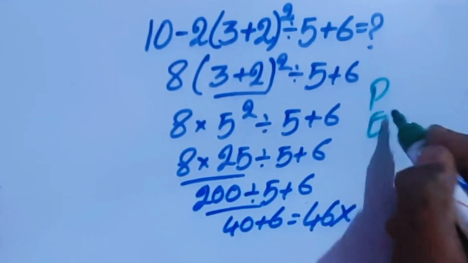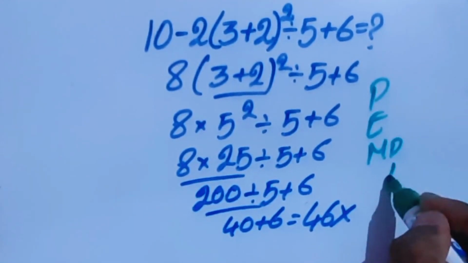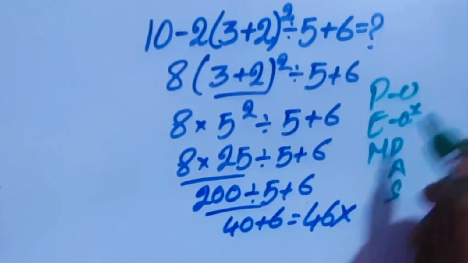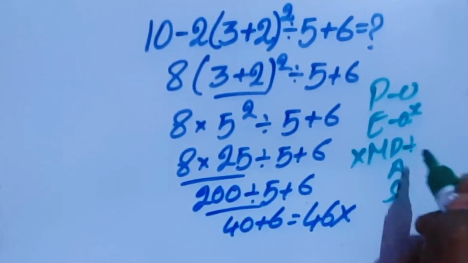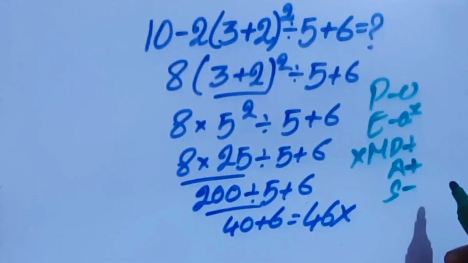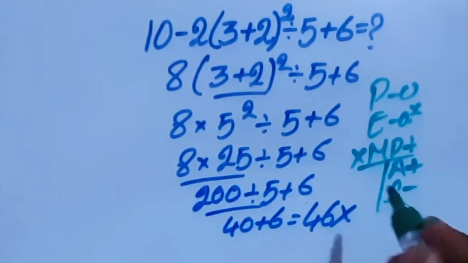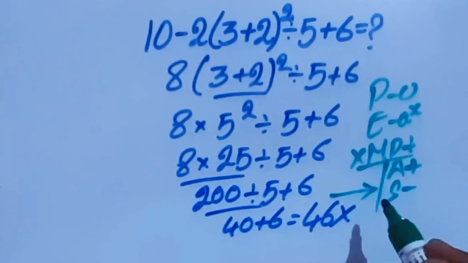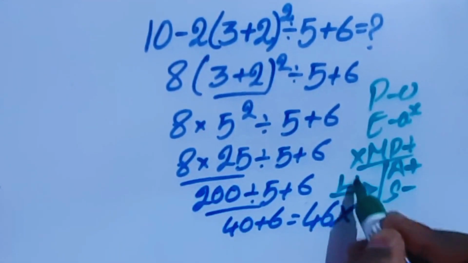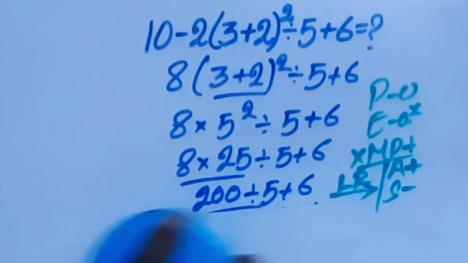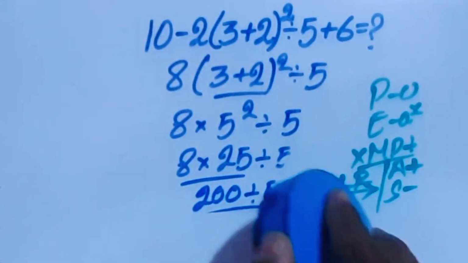Here we are going to introduce the PEMDAS rule from order of operations. This is the bracket. This is the exponent. M stands for multiplication, D stands for division, A stands for addition, S stands for subtraction. Multiplication and division are equal priority. Also addition and subtraction are equal priority. For equal priority, we are going to introduce another rule called left to right. Now we are going to solve this problem in the correct way by using the order of operations PEMDAS.